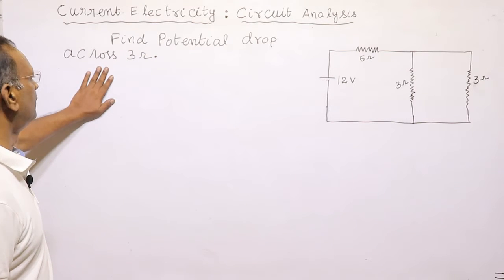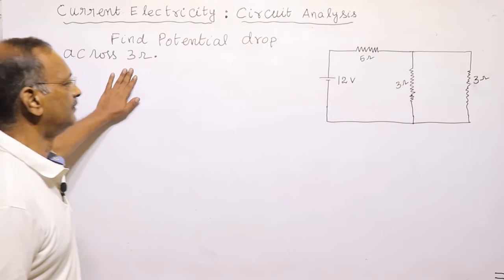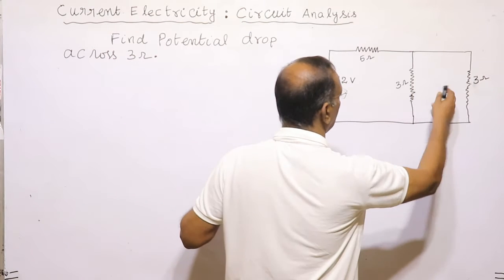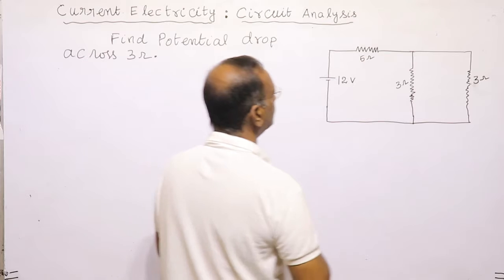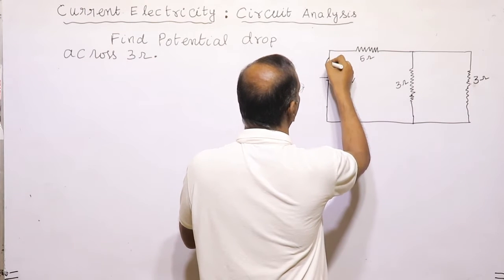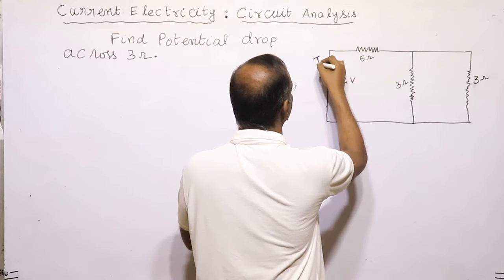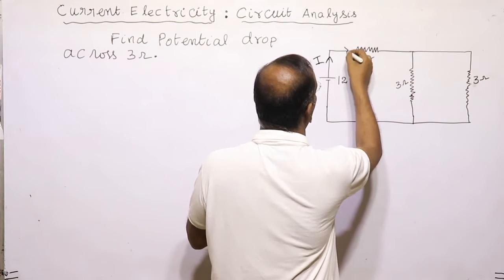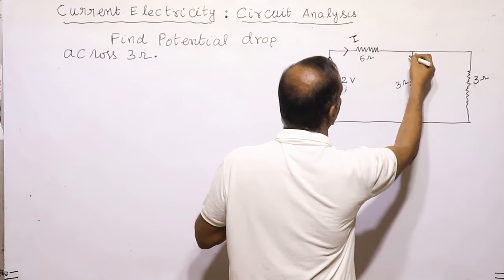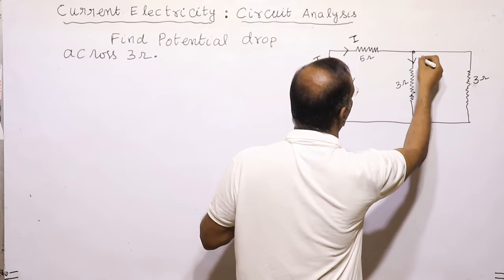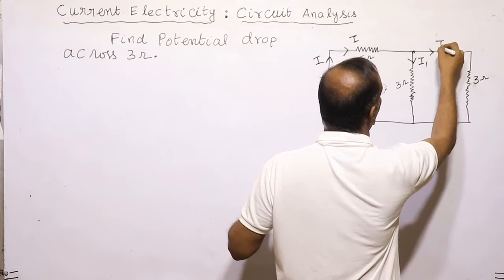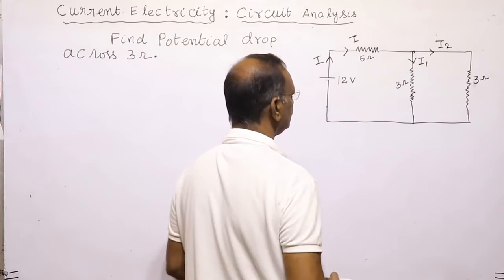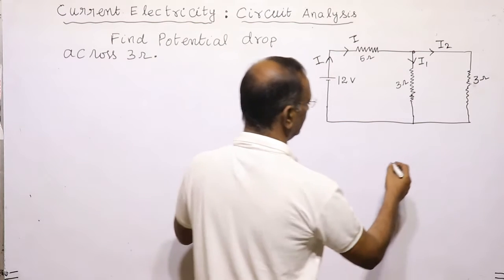Find the potential drop across the 3 ohm resistor. We will find it for this as well as this. First, current will flow from the positive terminal in the external circuit. So I will flow here, then here it will split into I1 and here I2. Now let us draw this circuit.